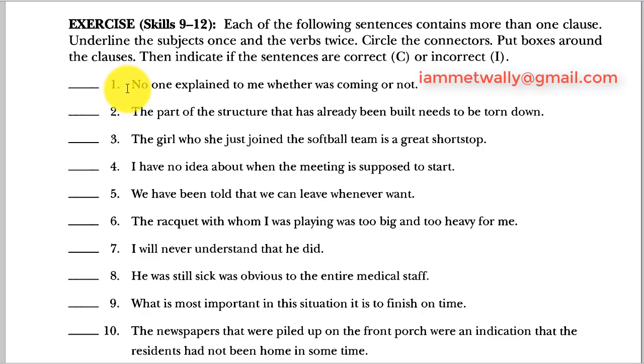Number 1. No one explained to me whether was coming or not. No one is the subject, explained is the verb, whether is a connector, was is the verb, and I need a subject here. So: whether he or she was coming or not. This sentence is missing a subject for the verb was. The noun clause here is whether he was coming or not, but of course it's incorrect.